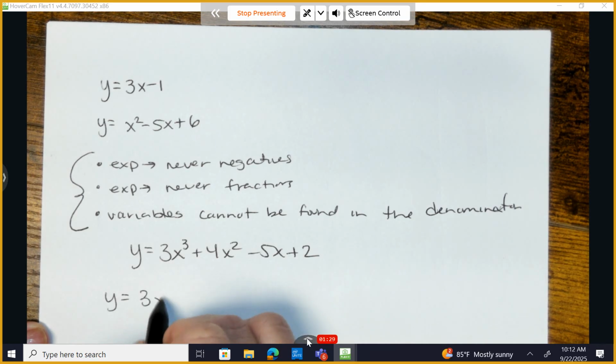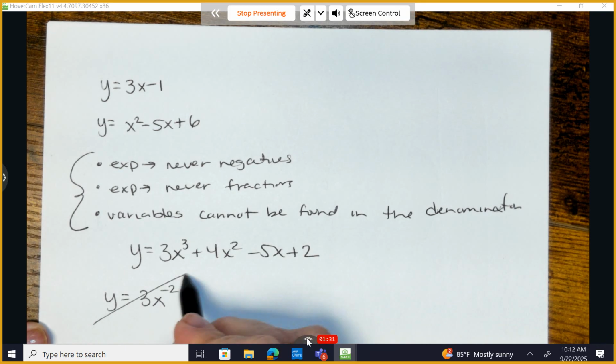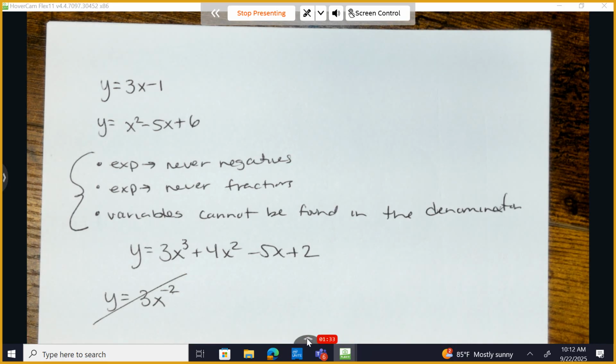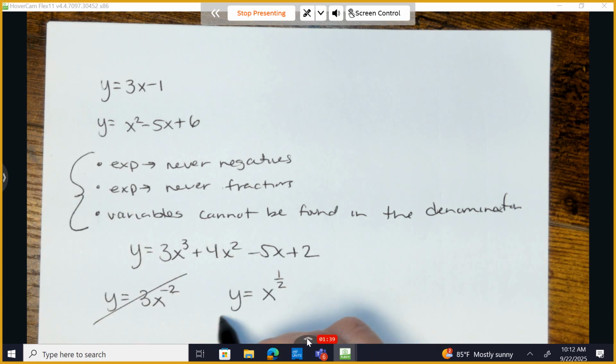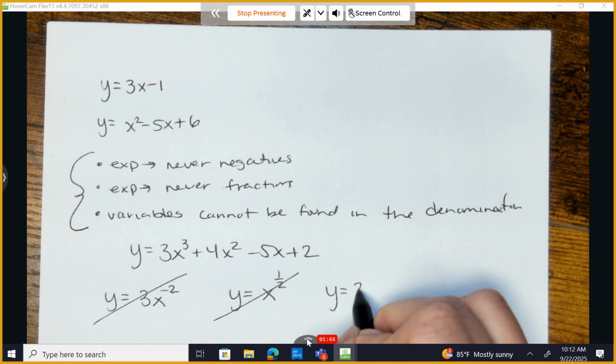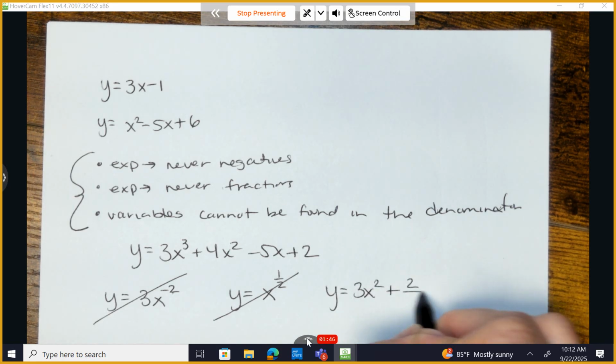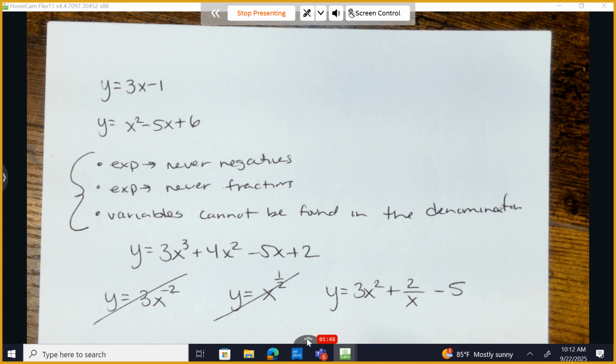Y equals 3x to the negative 2. This is not a polynomial. We have a negative exponent. Y equals x to the 1/2. This is not a polynomial. We have a fraction in the exponent position. And lastly, y equals 3x squared plus 2 over x minus 5. This is not an example of a polynomial because we have a variable in the denominator.